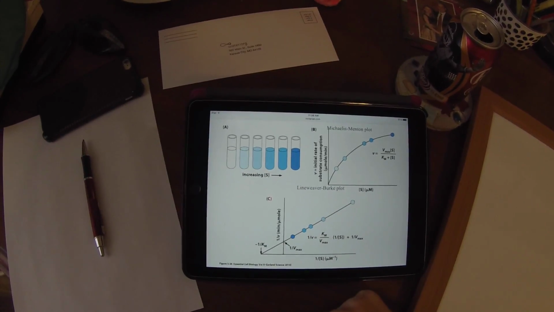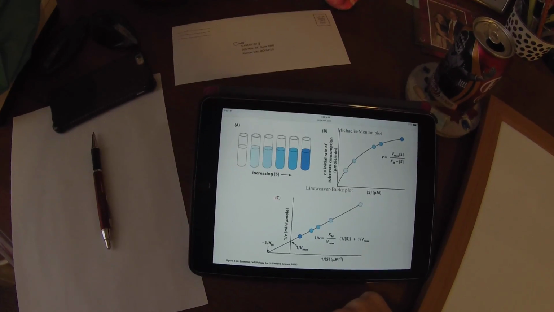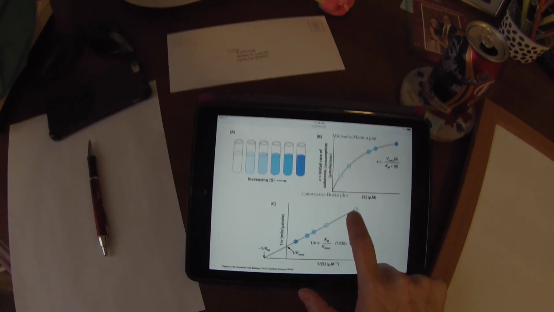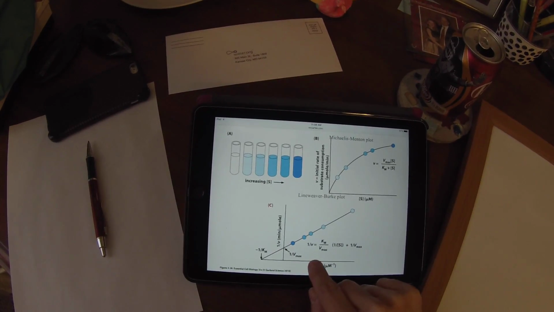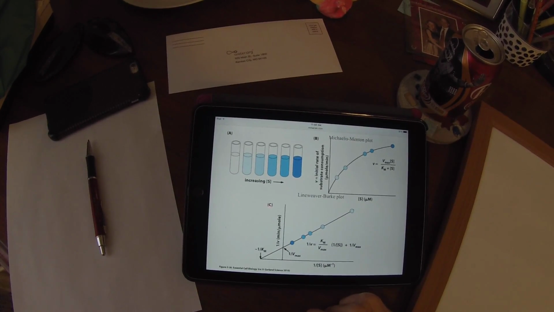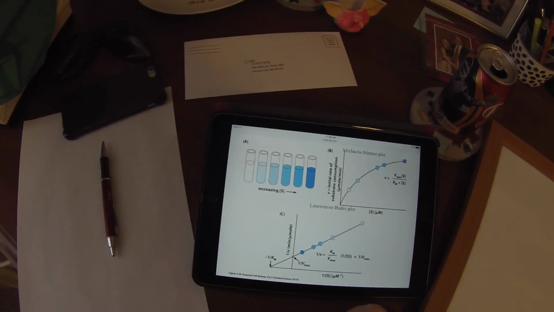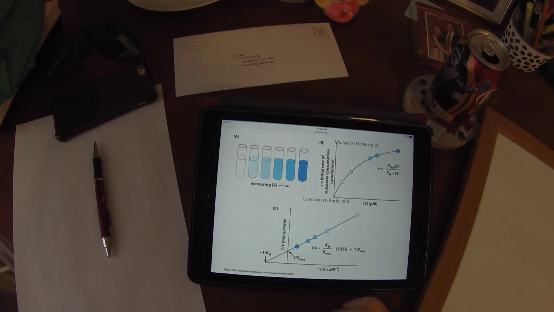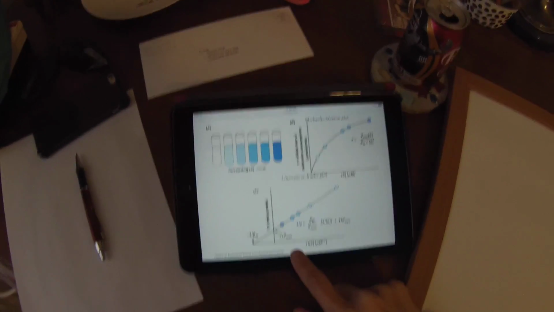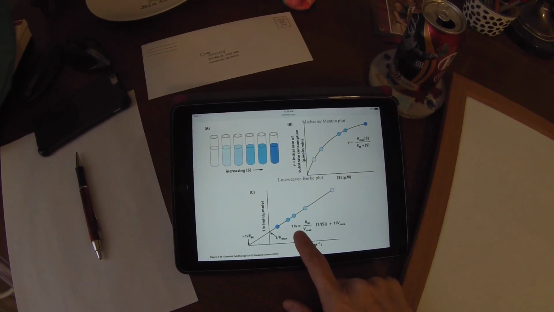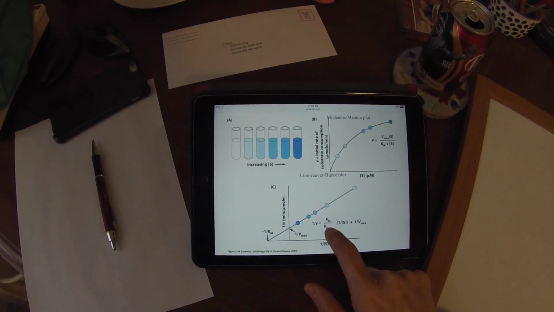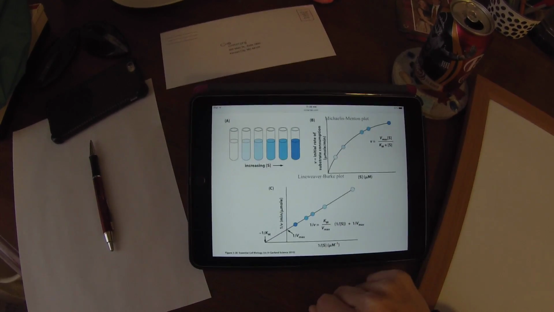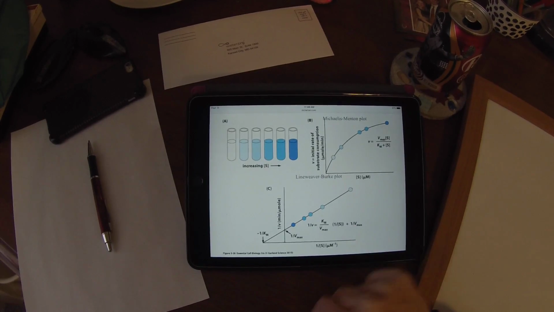And we have a nice, pretty line, which means we can get the equation of the line, and that helps us have a greater accuracy in our estimation of Km and Vmax. So the equation of the line here is 1 over V equals Km over Vmax times 1 over the substrate concentration plus 1 over Vmax.